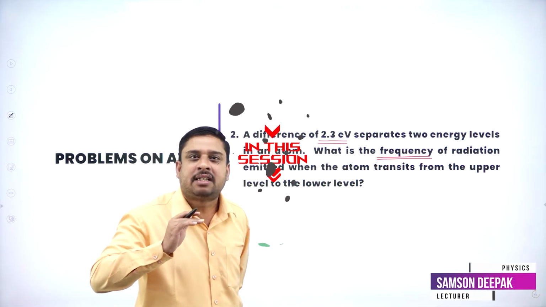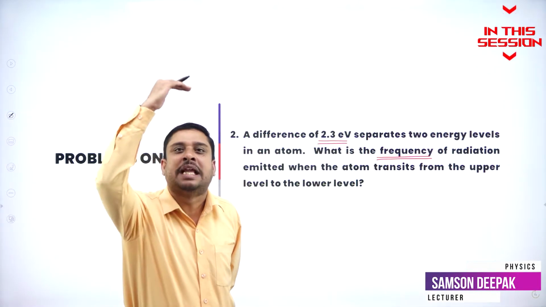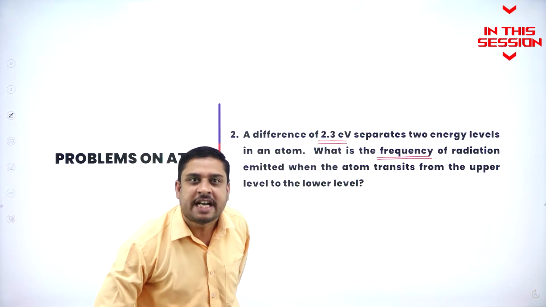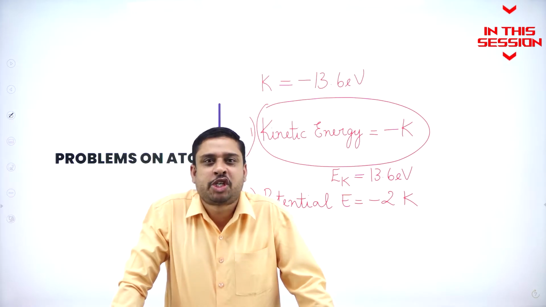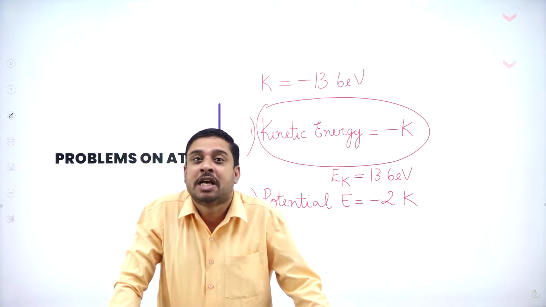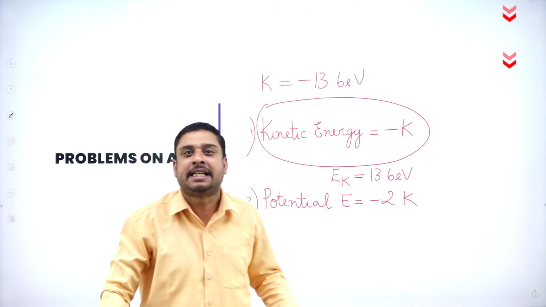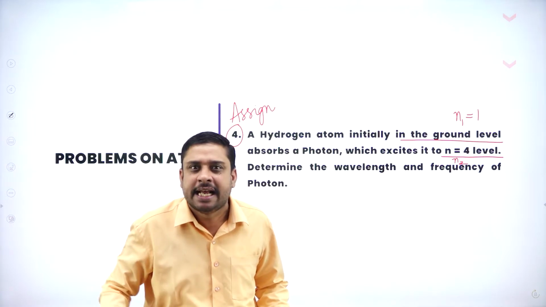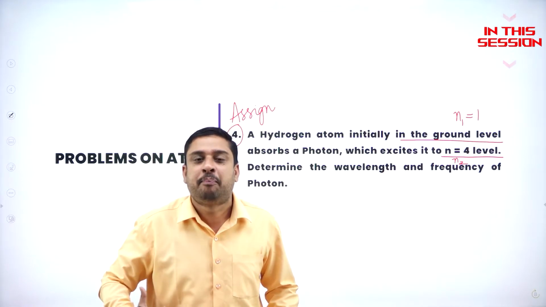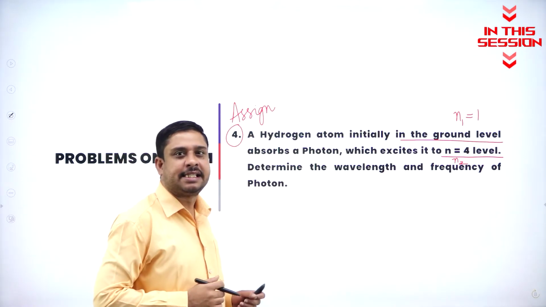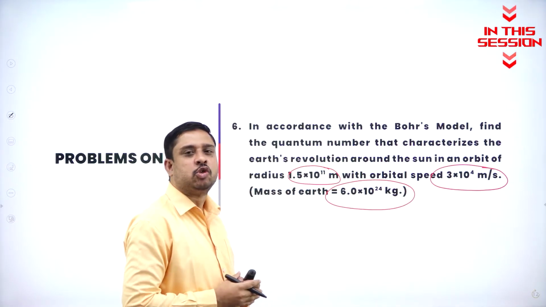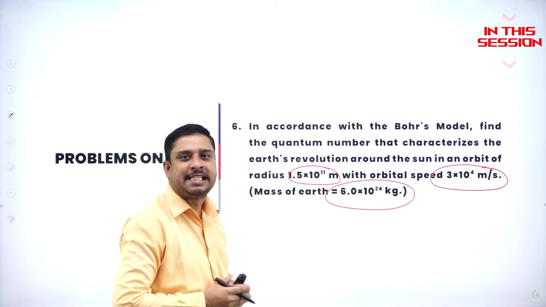As the atom jumps from the higher energy orbit to the lower energy orbit. Potential energy is minus 2 times the total energy in the ground state. Excitation, absorbing a photon, electron is jumping into a higher energy state. Mass of the earth is 6 into 10 power 24 kg.